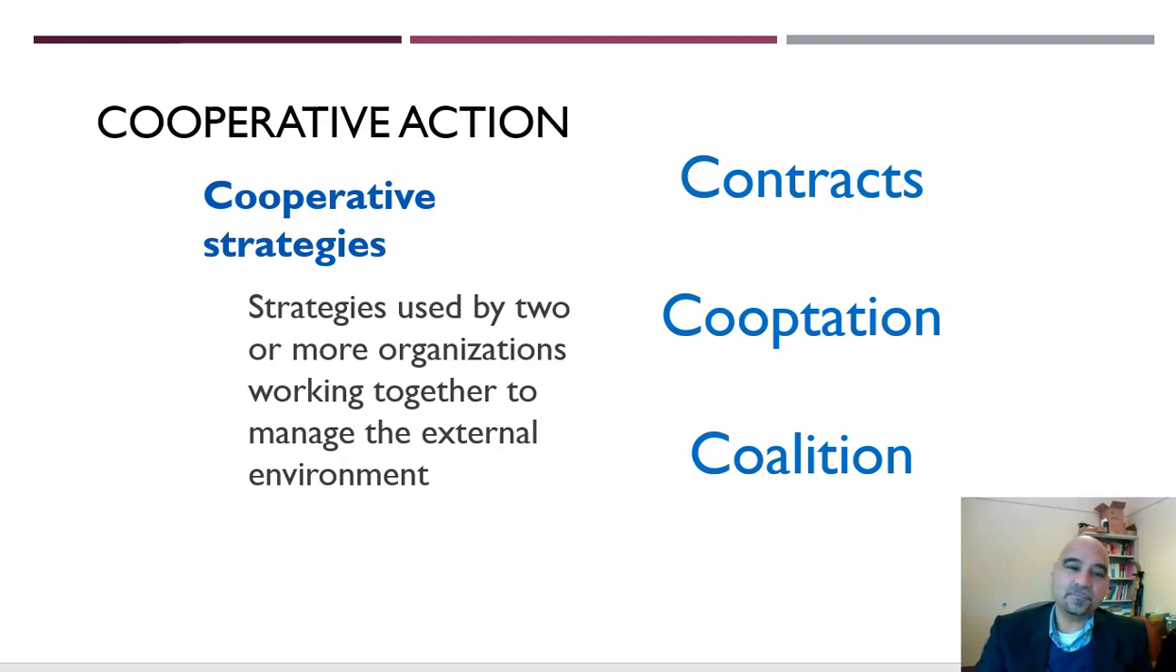Cooperative action is really important. So sometimes leaders find ways to work with other organizations, and they can do that through contracts, co-optation, and coalitions. Really being aware of other creative ways to join forces with other organizations to either lower costs or get into a new market.